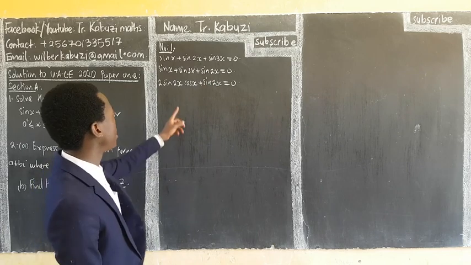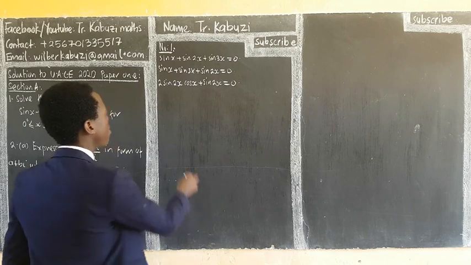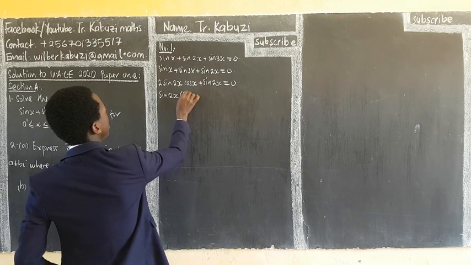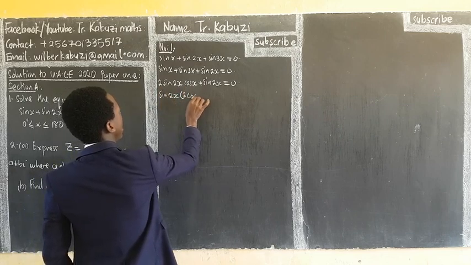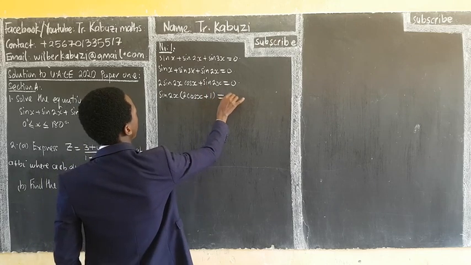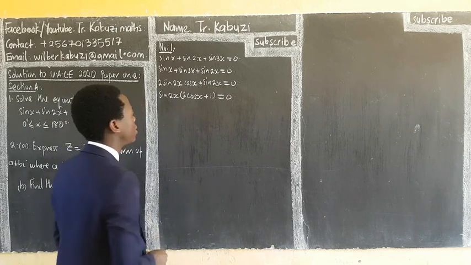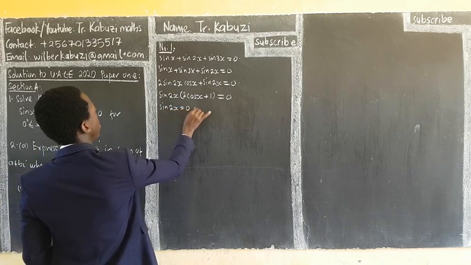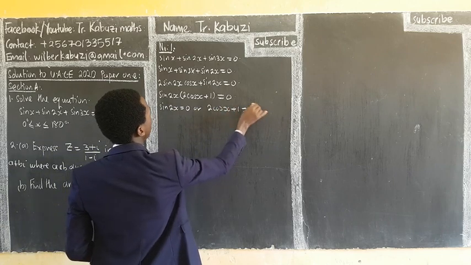So now here, the idea is to factorize out this common angle, sine 2x. I remove it. Here I made sine 2x, and then 2 cos x plus 1 equaling 0. So either this is 0 or this is 0 because it's the product of two functions. So either sine 2x is 0 or 2 cos x plus 1 is equaling 0.